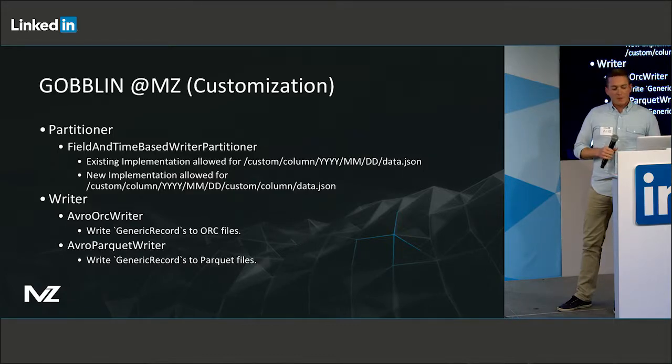For the partitioning, Goblin has a time-based partitioner, which had the ability to do schema columns before the time partition. We wanted to have both before and after time partitioning, so we had to implement a custom one to do that. There was no support for ORC or Parquet when we started, so we wrote our own. And we used the Parquet one the most. It has the most support for our downstream applications, so we didn't end up using ORC.